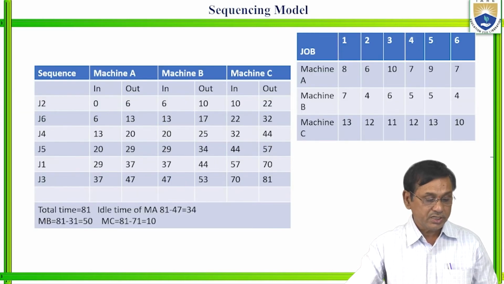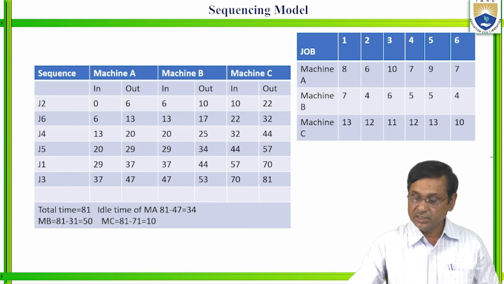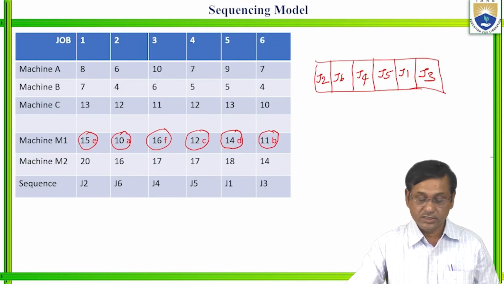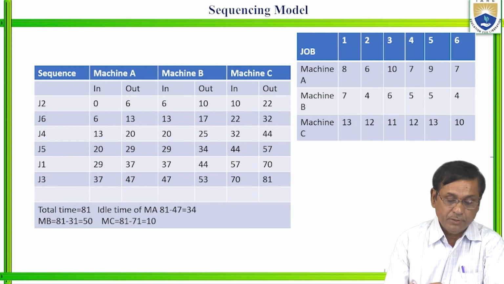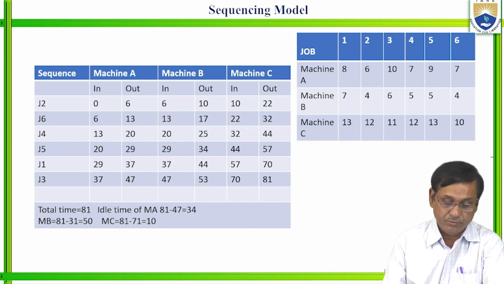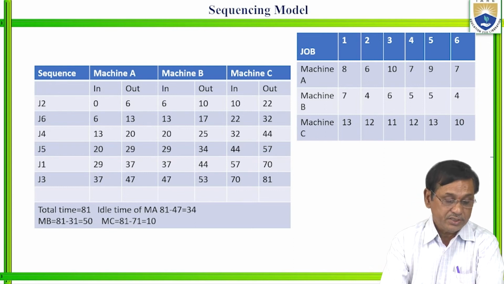J2, J6, J4, J5, J1, J3. J1, J3 is the sequence. Now write the table for finding out the idle time and the total time required to complete the jobs. So here the sequence is J2, J6, J4, J5, J1, J3.